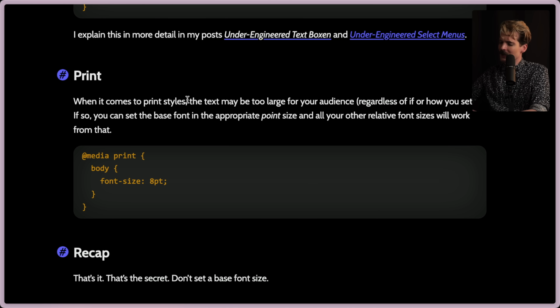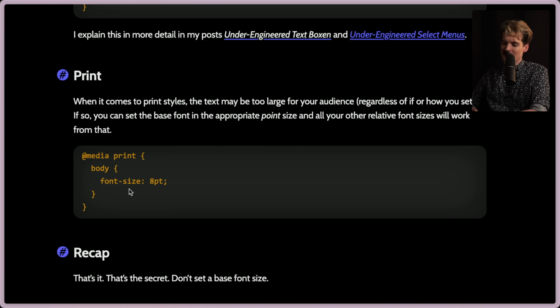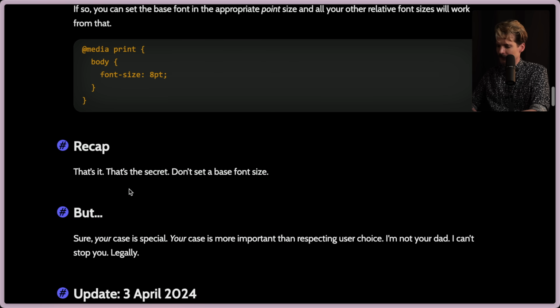Print styles. When it comes to print styles, the text may be too large for your audience, regardless of if or how you set it. If so, you can set the base font in the appropriate point size, and all your other relative font sizes will work from there. So if you're using media print, because you did Command P to print the page, this makes sure the font size is right. Good call out too.